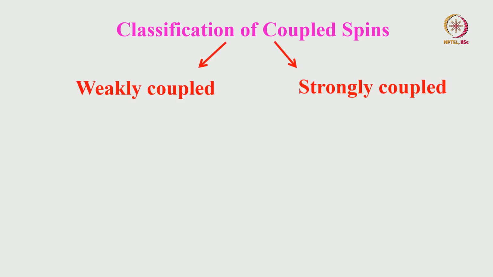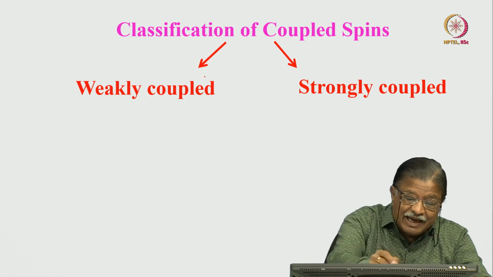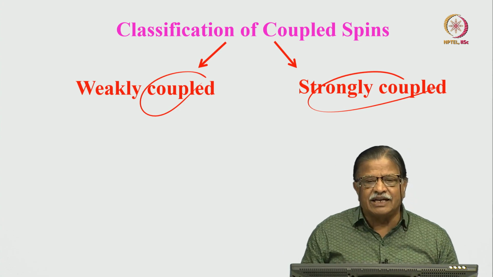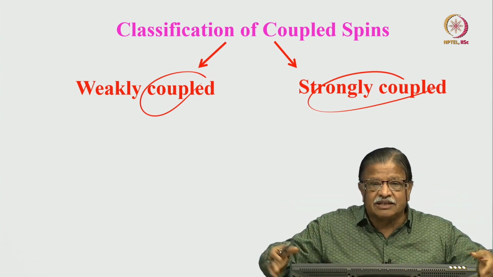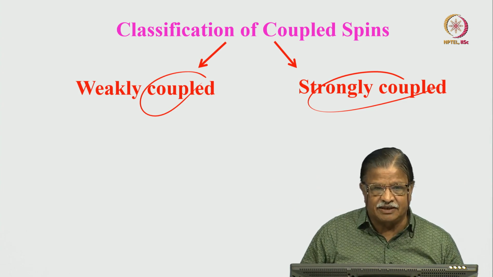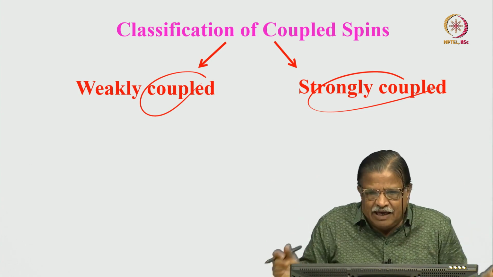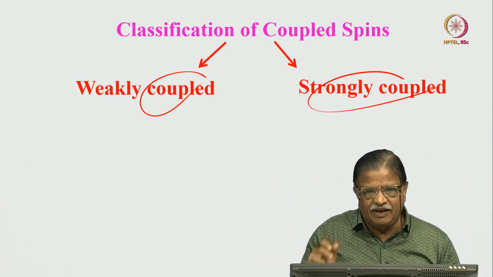The coupled spin systems can be classified into two groups. What are those two groups? I will say they are strongly coupled and weakly coupled. What do you mean by weakly coupled? What do you mean by a strongly coupled spin system? This is something we have to understand. Of course, from your knowledge you can say if the interaction strength, the J coupling, is larger, the coupling is stronger, and if the coupling is very small, it is weakly coupled. That is the common belief, but that is not the only way to understand.